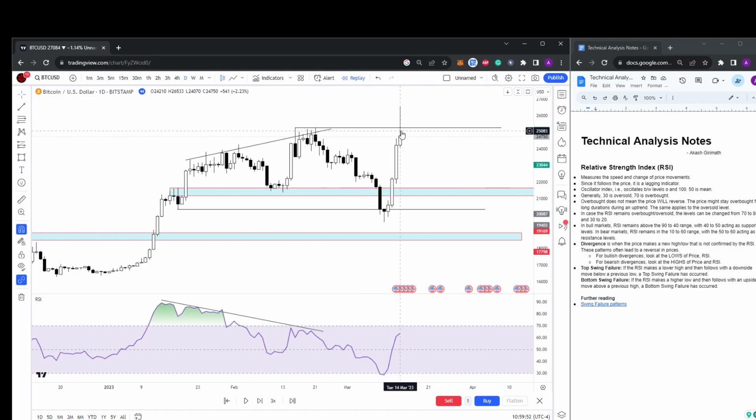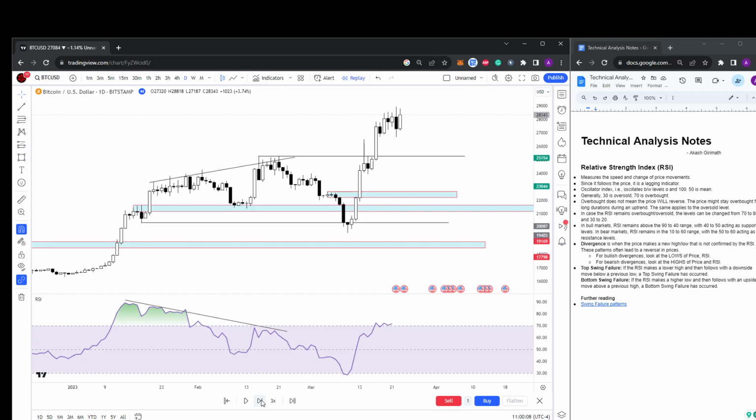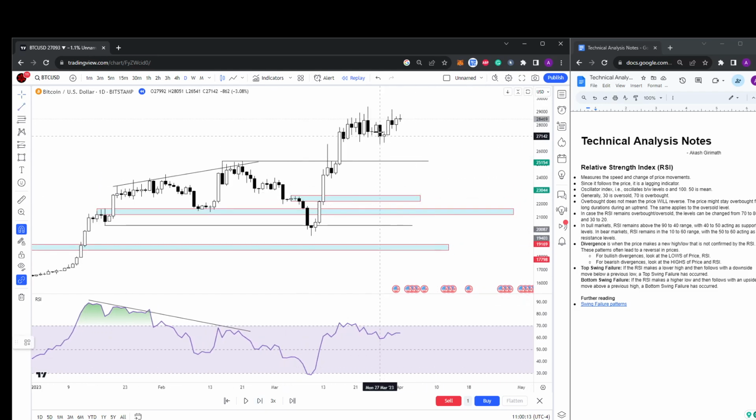I would expect some sort of a pullback at around these levels over here. But to be honest, this looks very interesting over here. Okay, we don't get a pullback. Price continues to go higher. Boom, boom, boom. Okay, now look at this, right?